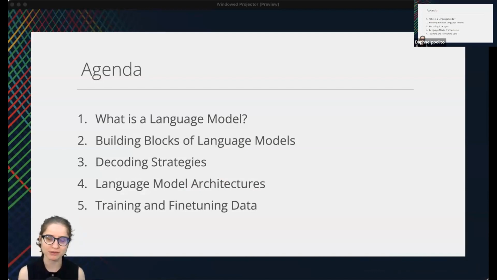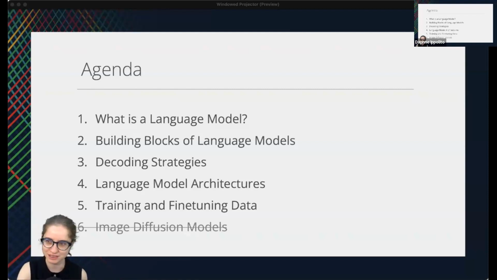We're going to briefly talk about language model architectures and what led to the development of the transformer, which is what people almost always use today for large language models. And finally, we're going to talk about the importance of training and fine-tuning data. You might have noticed in the abstract, we originally said we were going to talk about image diffusion models, but then I realized I had 120 slides already. So this won't be in this tutorial, but maybe I'll try to fit it in a future one.